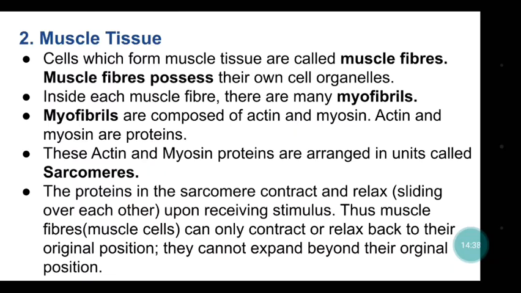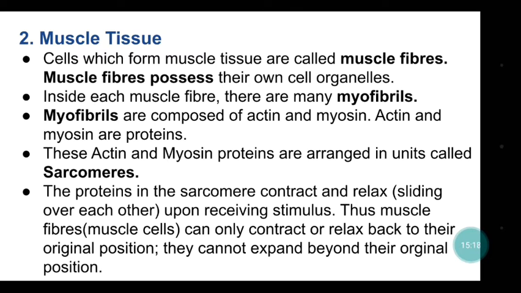Now the second one is the muscle tissue. Cells which form muscle tissue are called muscle fibers. Muscle fibers possess their own cell organelles. So here you can see the muscle tissue is made up of cells, and these cells are called either muscle cells or muscle fibers, and these muscle fibers possess their own cell organelles. So nucleus and cytoplasm will be present there too, even the mitochondria and all.